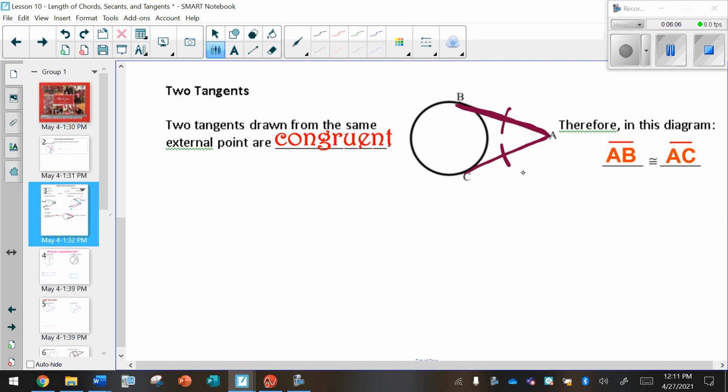Okay? Tangents that are drawn from the same external point are congruent. The calculation would be outside piece times whole length. So that'd be x squared equals y squared.